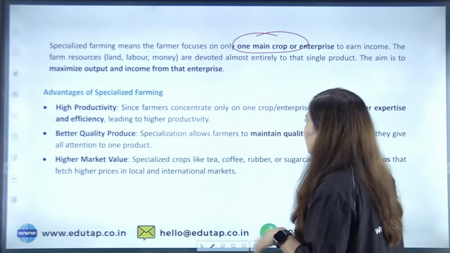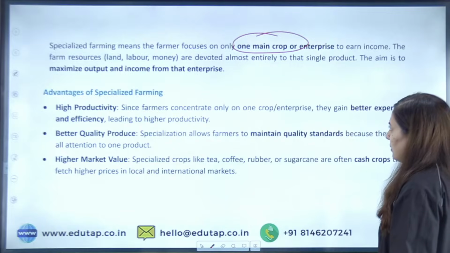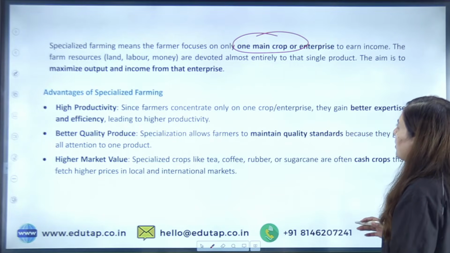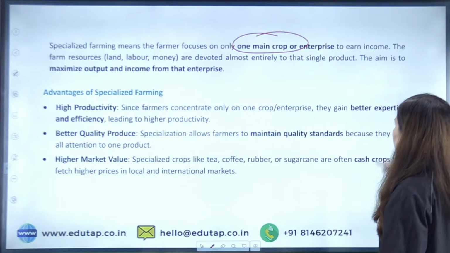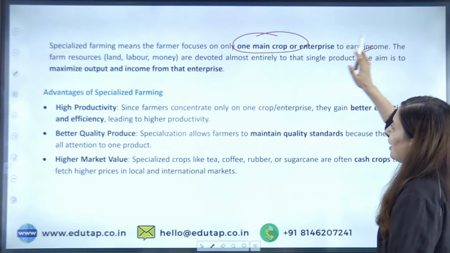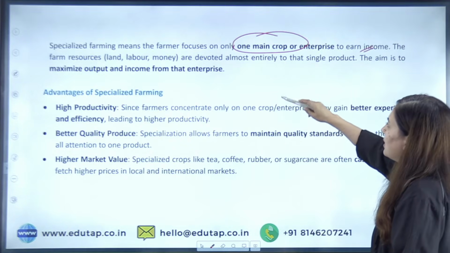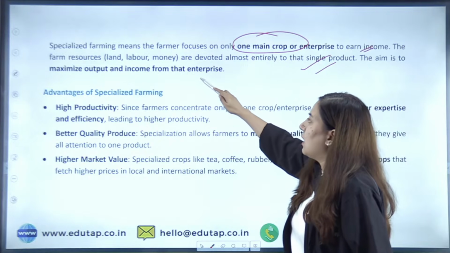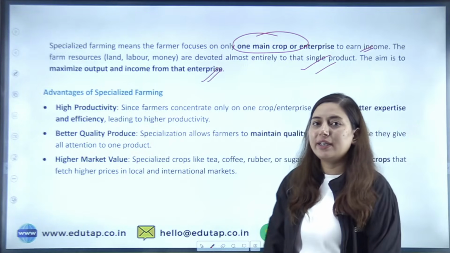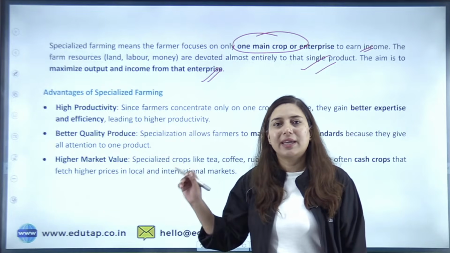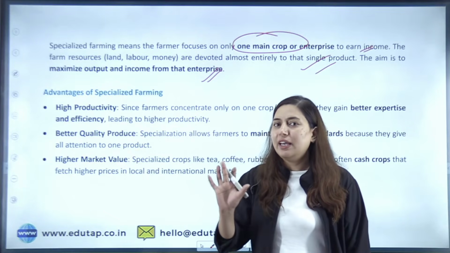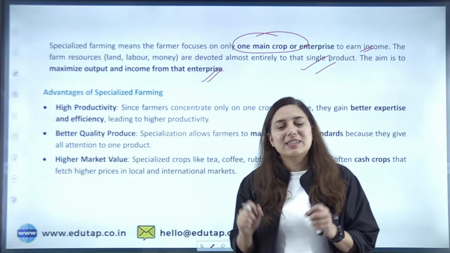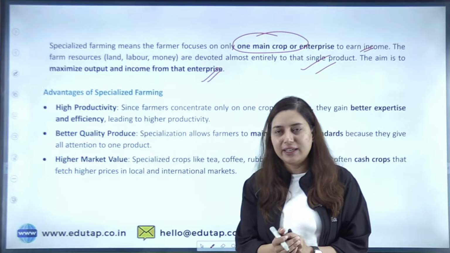Okay? So that is the specialized farming system where the farmer is growing or focusing only on one crop or one enterprise to earn income, right? The farm resources, which are land, labor, money, are devoted entirely to the single product, and the aim is to maximize the output and income from one enterprise. ठीक है, तो फार्मर का यहाँ पे एम होता है कि इसी एंटरप्राइज में ही बिकम स्पेशलाइज एंड वहीं से उसको मैक्सिमाइज करनी होती है अपनी इनकम, राइट?